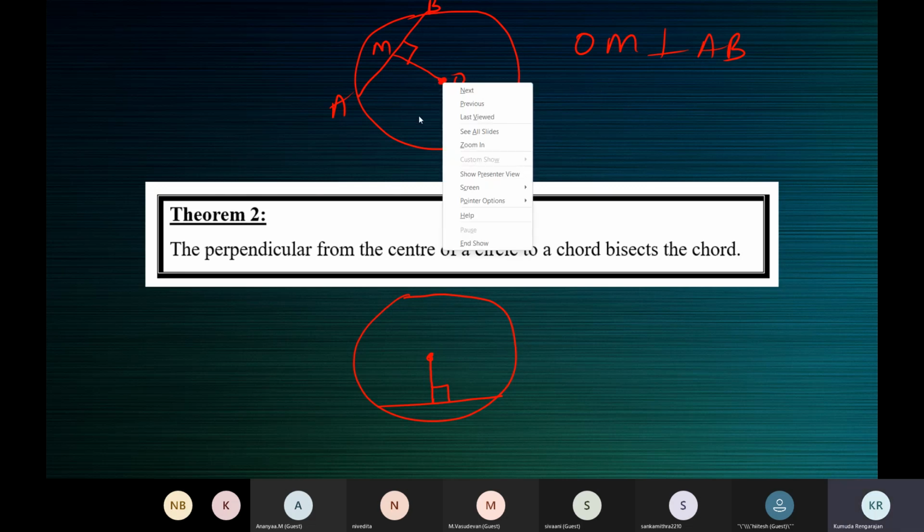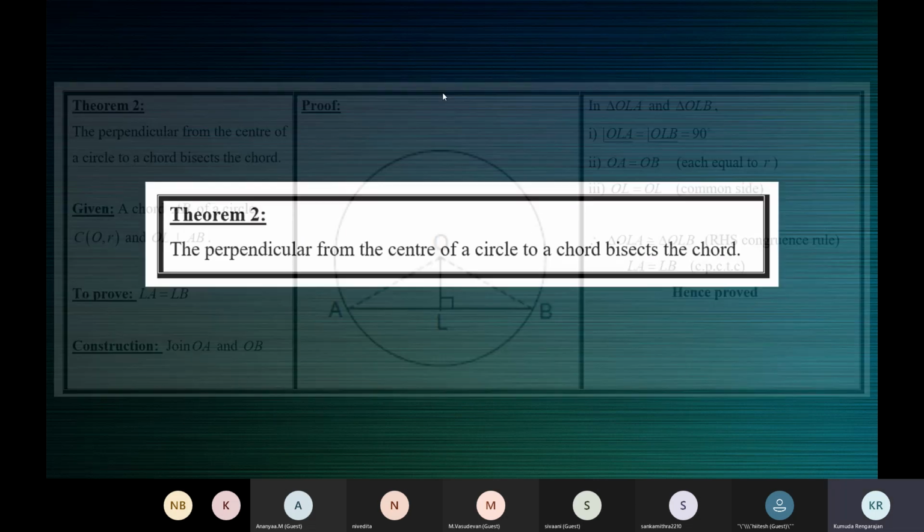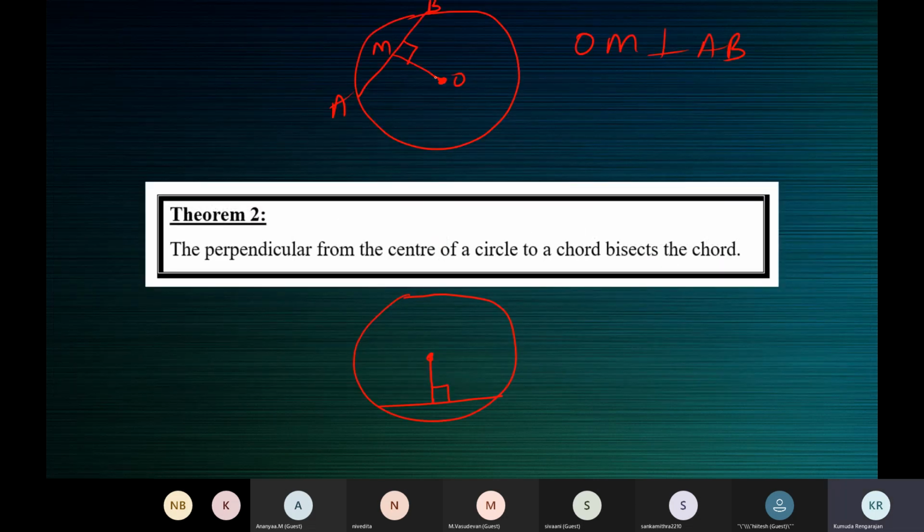The perpendicular from the center to the chord. OM is the perpendicular from the center to the chord. The perpendicular bisects the chord. Where does the perpendicular meet the chord? It meets the chord at M. So M is the midpoint of AB.